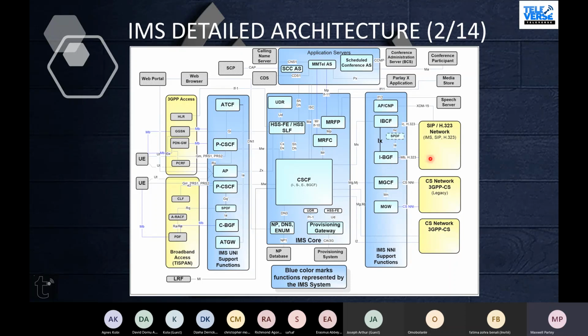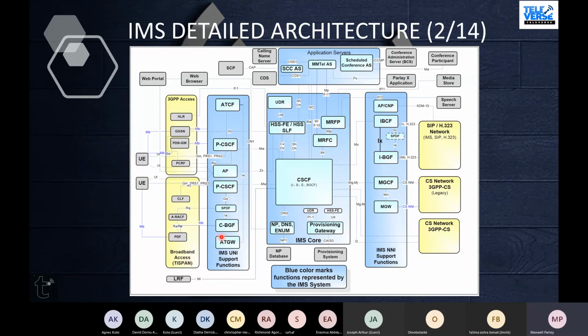Okay. Now, if I want to communicate to another SIP network, the node that I need to be able to handle the media part of the call towards the SIP aspect is the IBGF, or the IBGW. So the media aspect to be able to make the call from SIP to SIP. If it's a SIP to SIP call, that is a network to network call, I need what we call the IBGF.